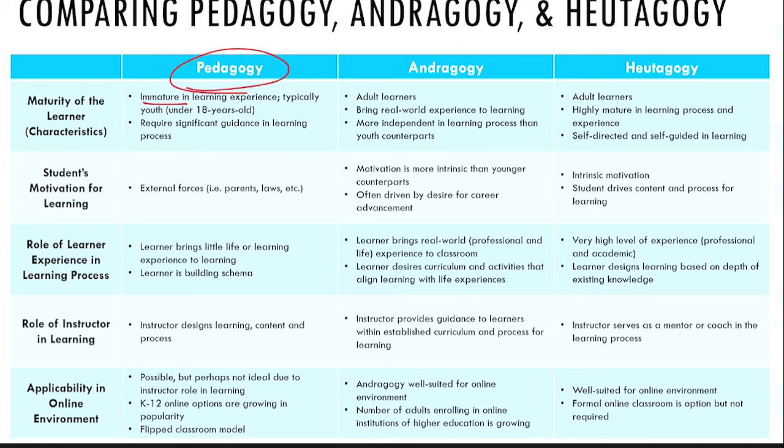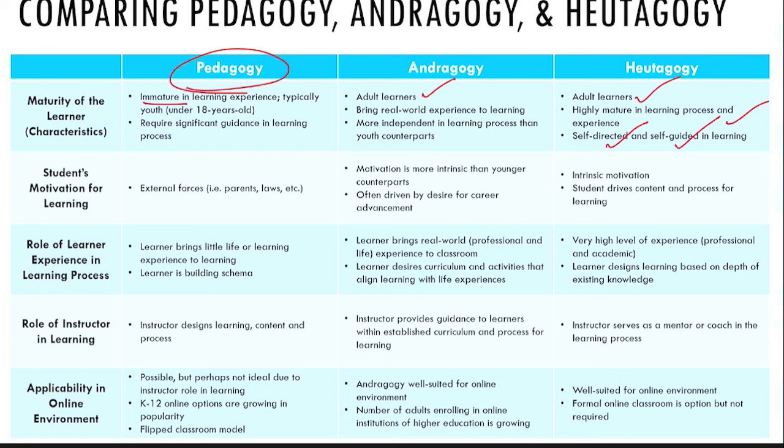Andragogy is what? They are the adult learners. Heutagogy learners are also adults, but the maturity is a little bit different. Heutagogy involves the people who are highly mature, who can do self-directed and self-guided learning. But in case of andragogy, they are independent, they are adult learners, but they need some kind of support in the beginning.